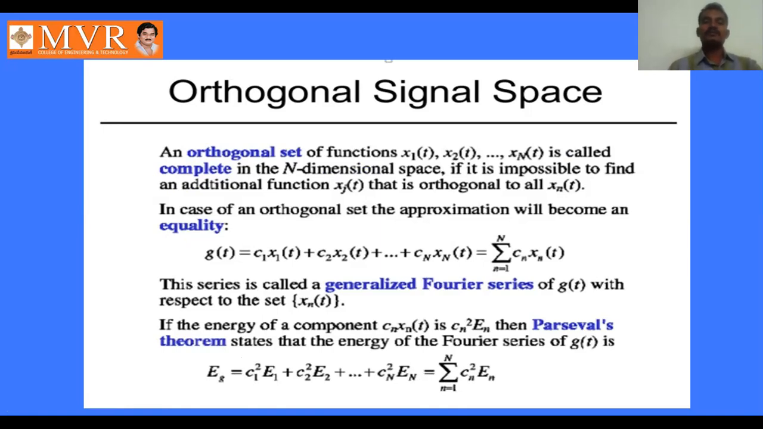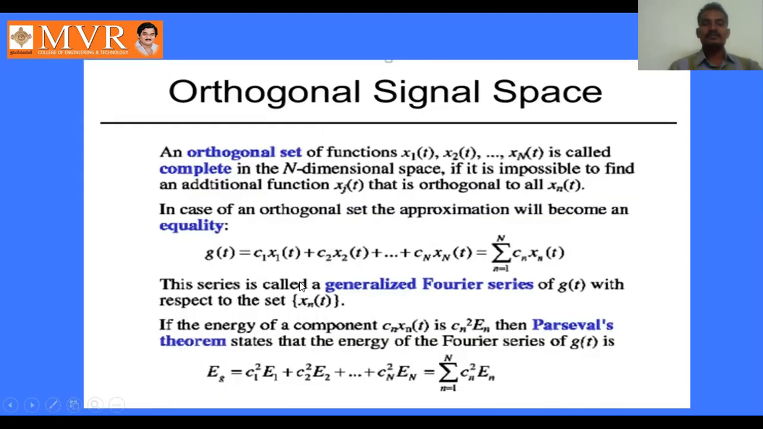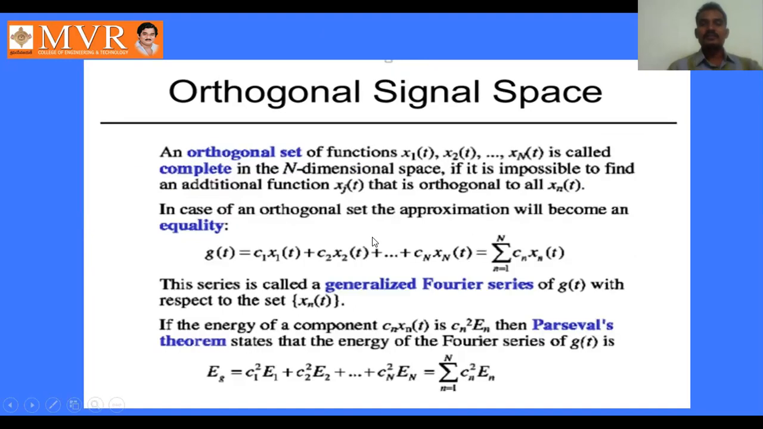So this is the orthogonal signal space. This is the basic concept of the orthogonal signal space. We are discussing the orthogonal signal space, which is related to the Fourier series and Parseval's theorem.